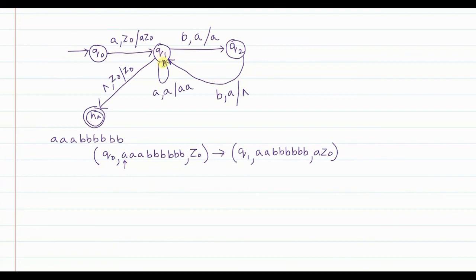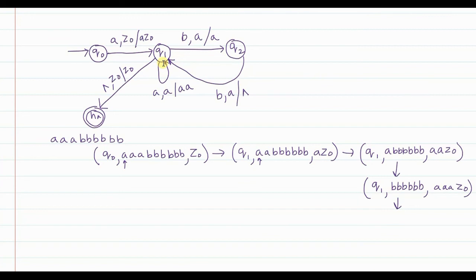Now in Q1 state, when another A is encountered, I will push that A also onto the stack, and I will remain in the same state. After pushing that second A, what remains is 1 A with 6 B's, and the stack now contains 2 A's followed by Z0. Correct? Now in Q1 state, when another A is encountered, you do the same thing. You remain in Q1 state and push that A onto the stack. So what remains will be 6 B's, and the stack will contain 3 A's followed by Z0.